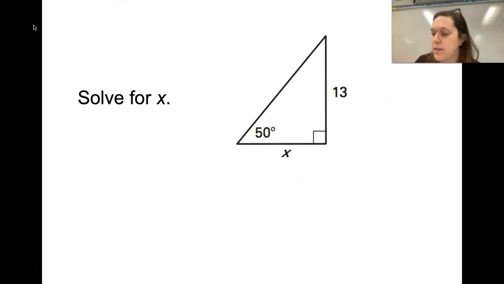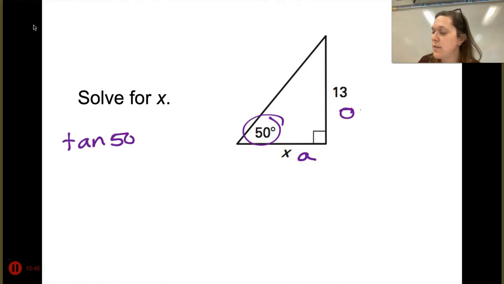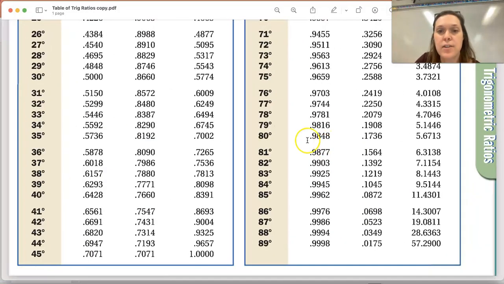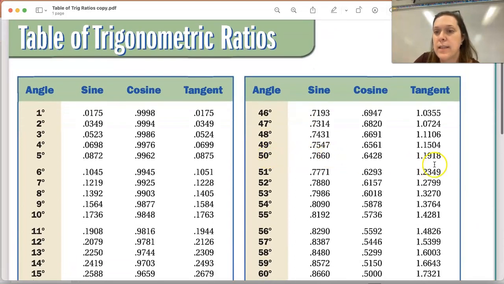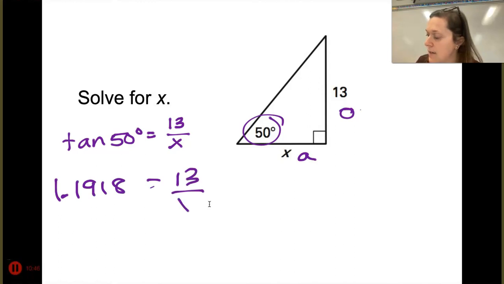Okay, and let's go ahead and do a few more solvings just to make sure you got this. Again, here is my 50 degrees, my reference angle, so opposite of the 50 is 13, adjacent is the x, so I'm going to do a tangent of 50 degrees is equal to 13 over x. Then I'm going to go back to my table and find the tangent of 50. So there's my 50 line. So right here, the 1.1918 is equal to 13 over x.